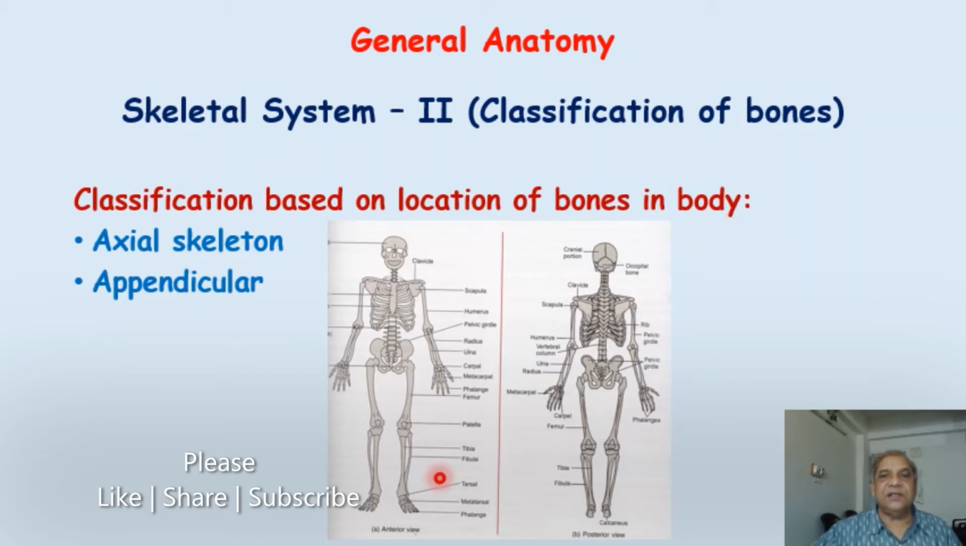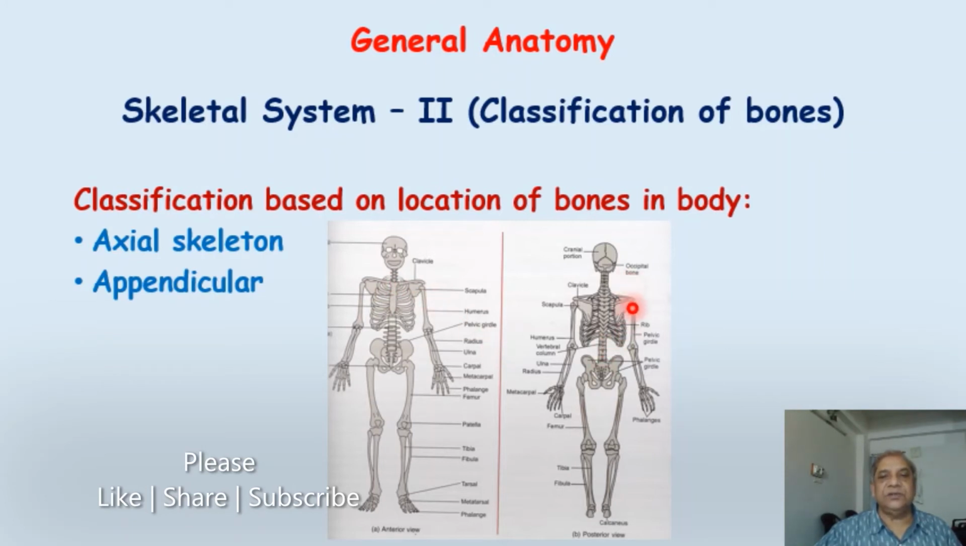Axial skeleton are those bones which are present in the midline, for example the skull, then the vertebral column, sternum, and the ribs attached to this sternum forming the thoracic cage. These are all the bones which come under the axial skeleton. They are close to the median plane.